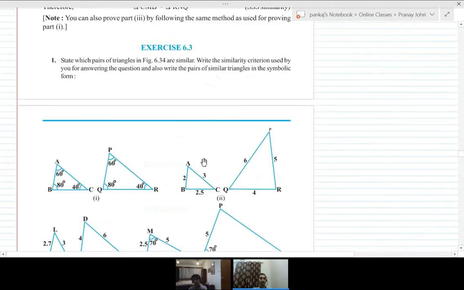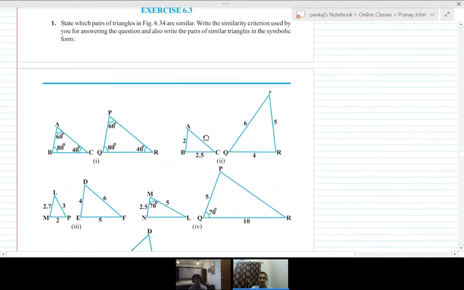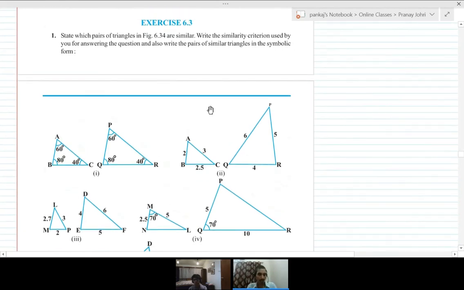So let's go to the exercise. First question: state which pairs of triangles in figure 6.34 are similar. We'll write the similarity criteria. We'll avoid this.